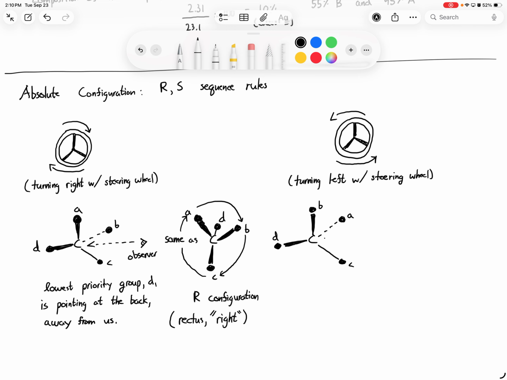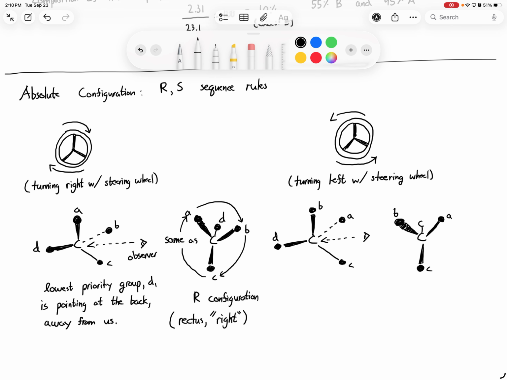Okay, so I'm still looking at this position. That's still my observer. So the observer is still looking at that carbon, okay? But now the positions here are going to be slightly switched. So A is where B used to be. So this is now A. Still C. And now this one's going to be B. All right, and D is still sticking out here towards the back.